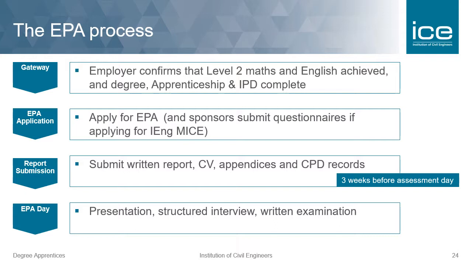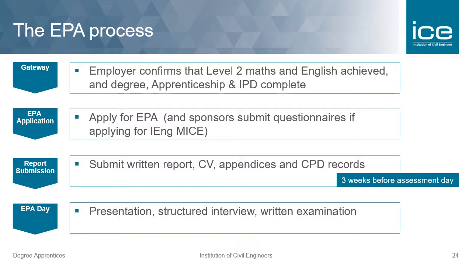When you and your employer feel that you're ready to apply for your EPA, you'll make an initial submission and indicate to the ICE whether you wish to also apply for your ING at the same time. If you do wish to apply for ING, your 3 sponsors will need to send in their sponsor forms, and they'll need to send these directly to the ICE. Once the ICE has received your application, they'll let you know when your assessment day will be. 3 weeks before your assessment day, you'll need to send in a number of documents. The first one is a written report.